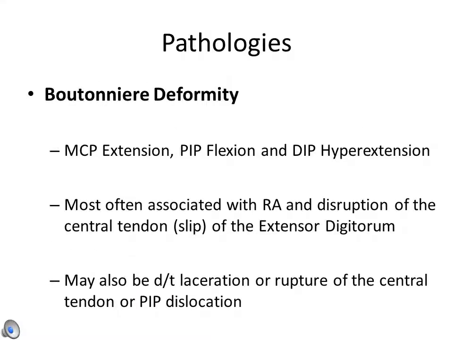Boutonniere deformity is most often associated with rheumatoid arthritis and is the disruption of the central slip of the extensor digitorum. It may also be due to laceration or rupture of the central tendon or proximal interphalangeal joint dislocation. Boutonniere deformity is described as metacarpophalangeal joint extension, proximal interphalangeal joint flexion, and distal interphalangeal joint hyperextension.